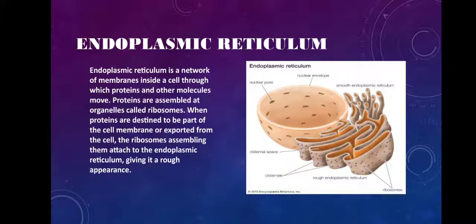Endoplasmic reticulum. The endoplasmic reticulum is a network of membranes inside a cell through which proteins and other molecules move. Proteins are assembled at organelles called ribosomes. When proteins are destined to be part of the cell membrane or exported from the cell, the ribosomes assembling them attach to the endoplasmic reticulum, giving it a rough appearance.